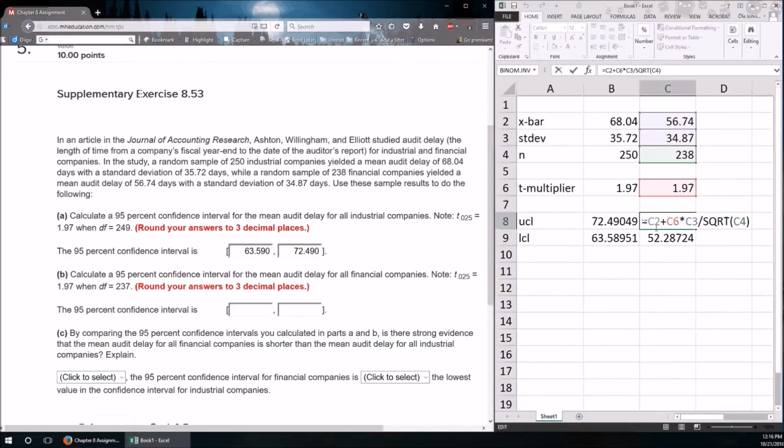Again, it's going to be the mean. The upper is going to be the mean plus that distributional multiplier times s, the standard deviation, divided by the square root of n. And the lower is going to be x bar minus the multiplier times the standard deviation divided by the square root of n.